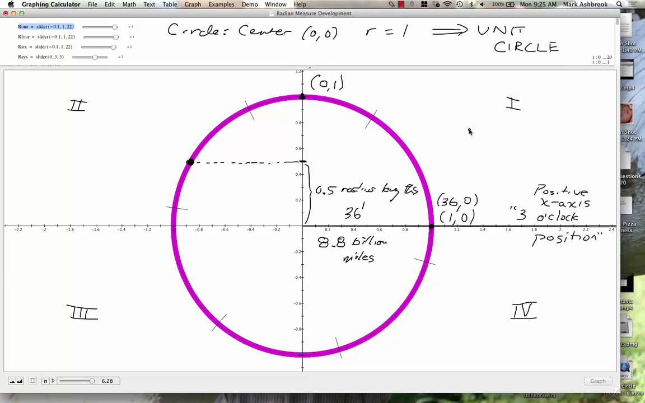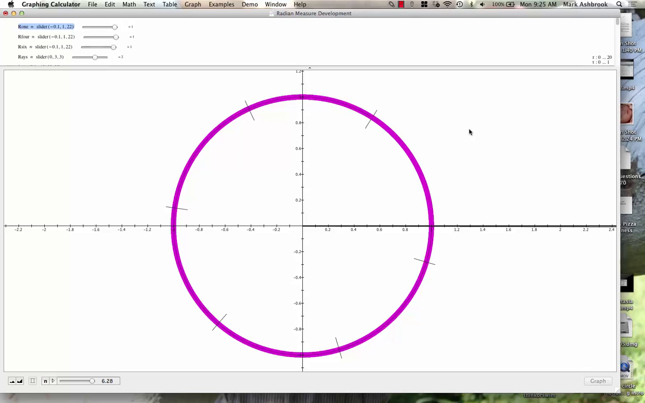So open up to investigation 3. Module 7, investigation 3.